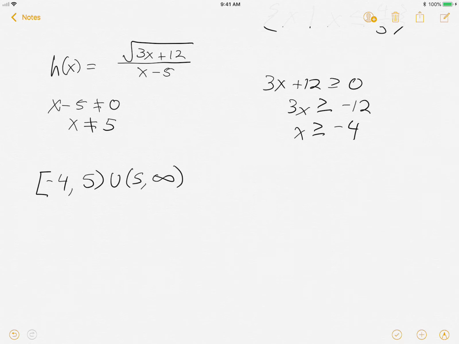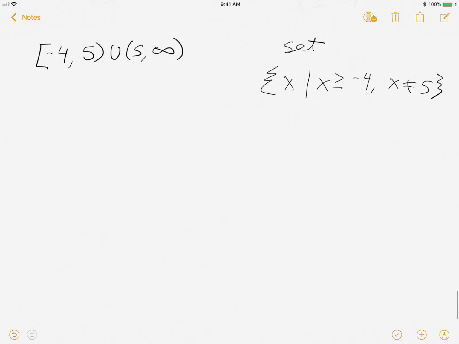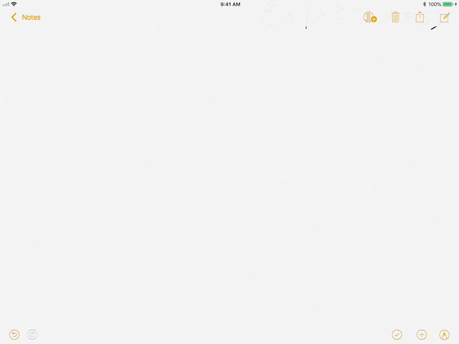Okay. In set notation, it's x such that x is greater than or equal to negative 4 and x does not equal 5. Okay. Now, that's how we define domains of functions.